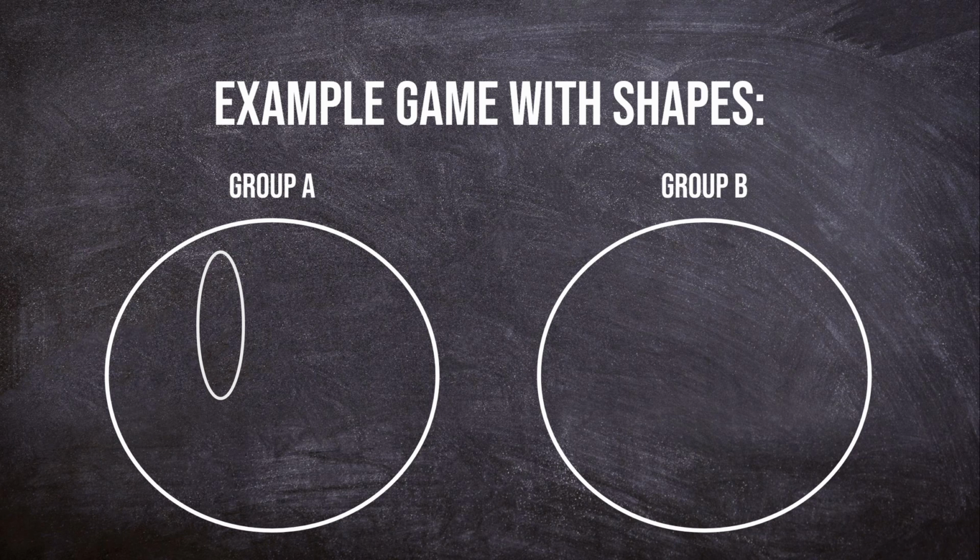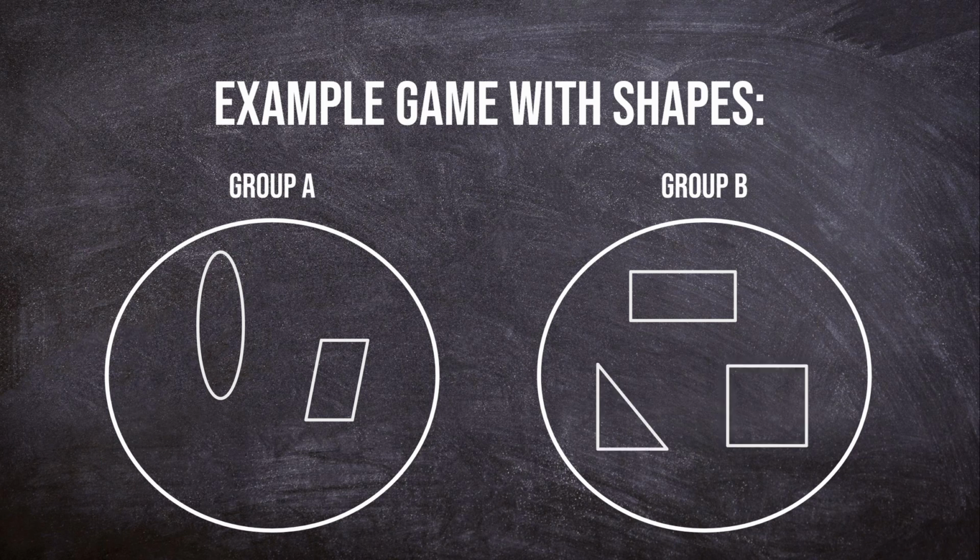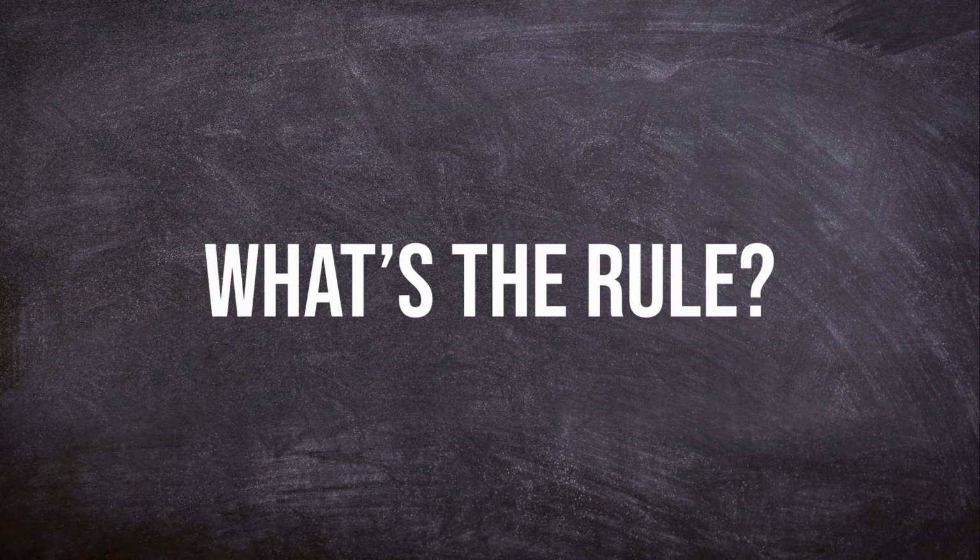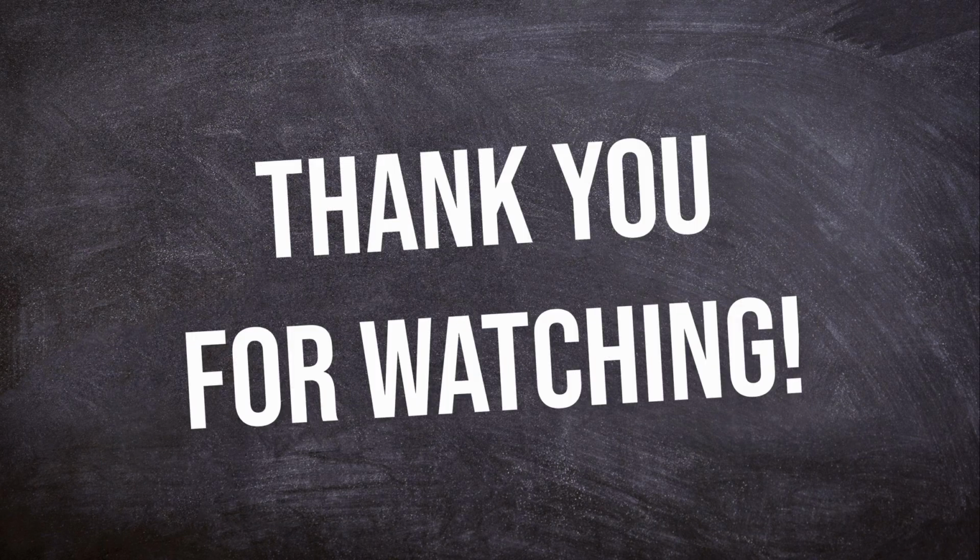The second shape is a rectangle, which would go into group B. Players would guess a parallelogram, and that goes into group A. A right triangle would go into group B, along with a square. Now, this is when players might be able to ask the question, or may be able to answer the question, what is the rule? And now I'll pose that same question to you. What's the rule? And that is how to play Guess My Rule.